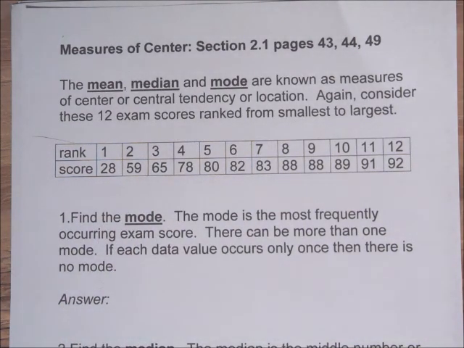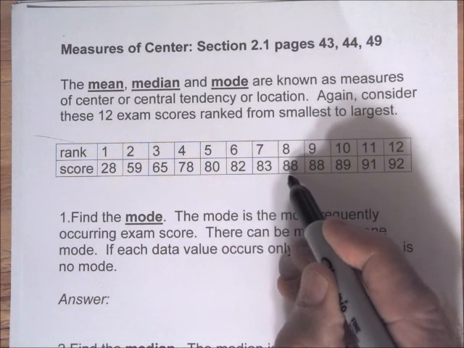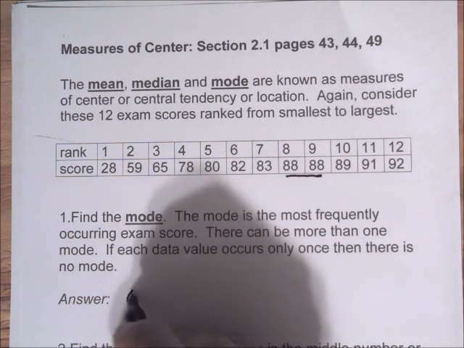We want to find the mode. The mode is the most frequently occurring exam score. There can be more than one mode. If each data value occurs only once, then there's no mode. In this set, the score of 88 occurs twice, so that's the most frequently occurring score. The answer here would be 88.